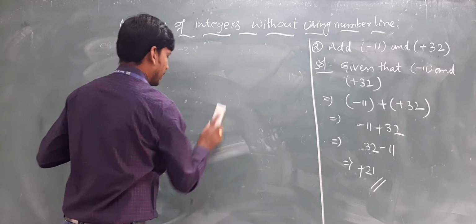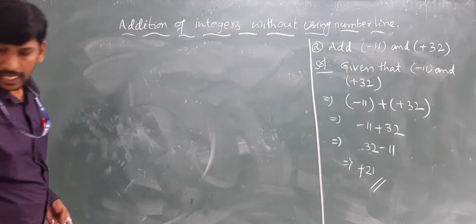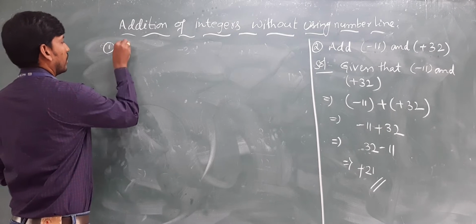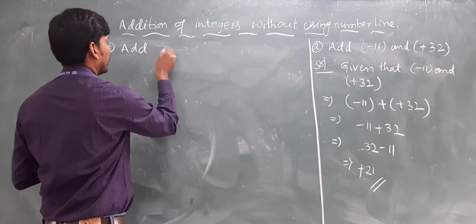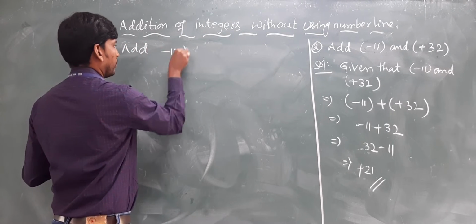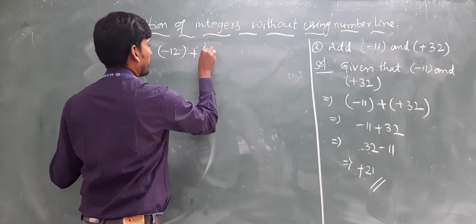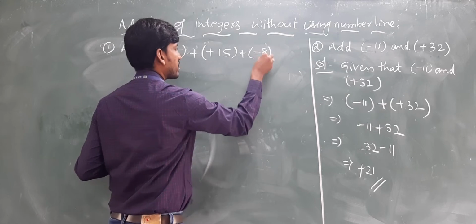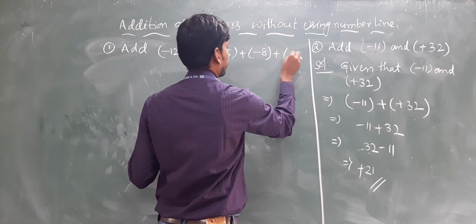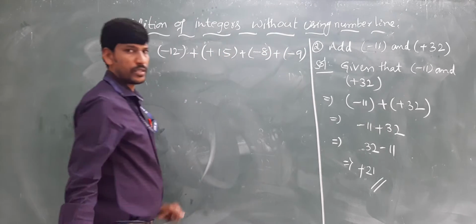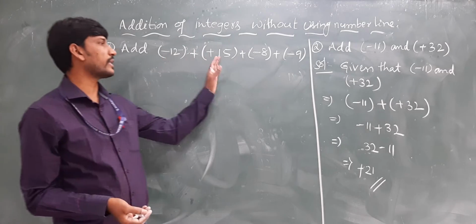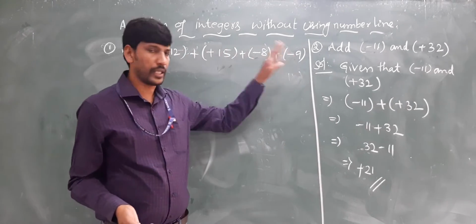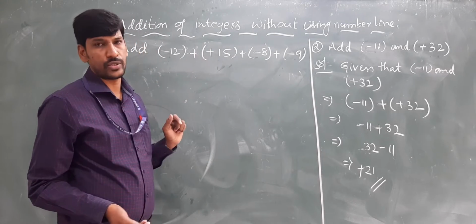Let us discuss. Add minus 12 plus 15 plus minus 8 plus minus 9. See this here, there are 4 integers. Out of these 4 integers, 1, 2, 3, 3 are negative, 1 is positive.